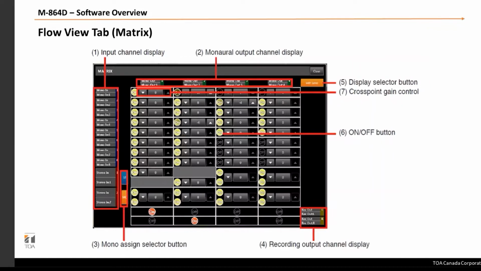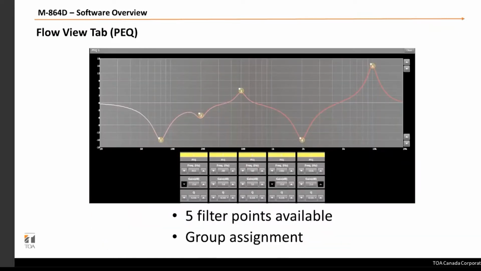On the flow view tab as well, that's where you're going to set the matrix to route your signal to the right outputs. And here's the window for the 5-band parametric EQ available to us on the output side. So 5-band, which will give you pretty good control over the equalization of your system.